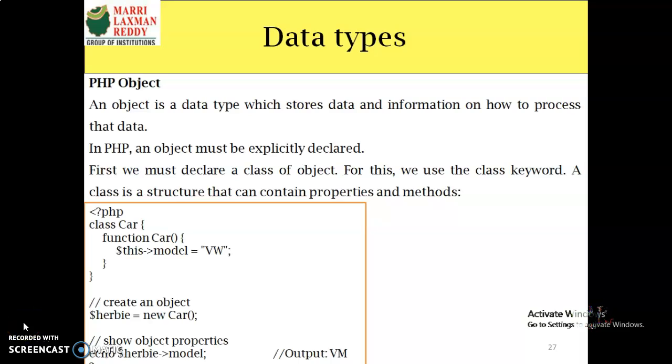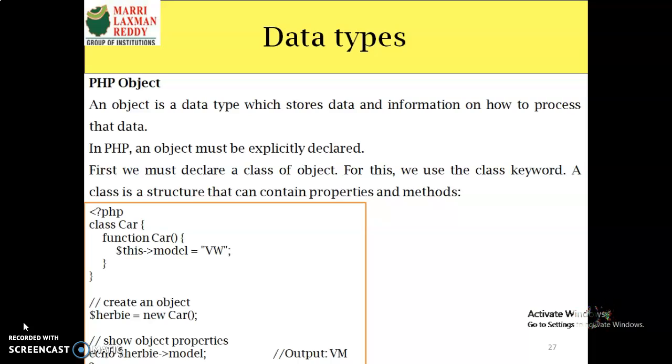So today I'm going to tell you the continuation of our previous class, and this is the object data type. PHP objects is a data type which stores the data and the information on how to process it. It concentrates on how to process the data. In PHP, an object must be explicitly declared. For declaring that object explicitly, we need to declare a class for that object.